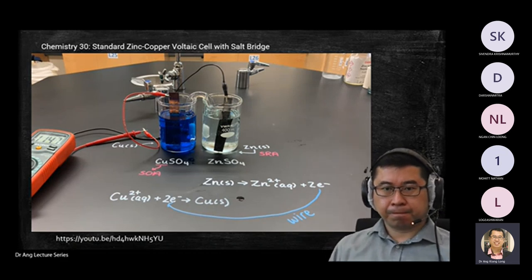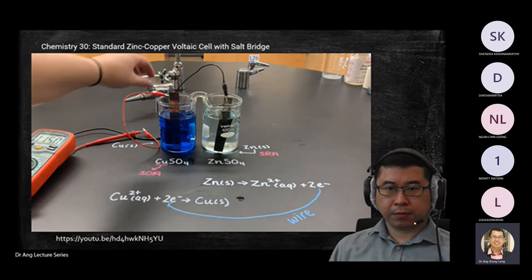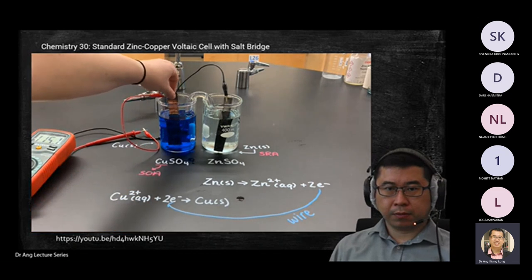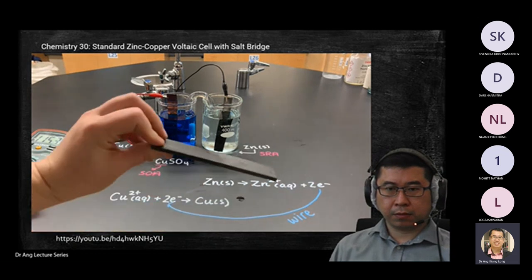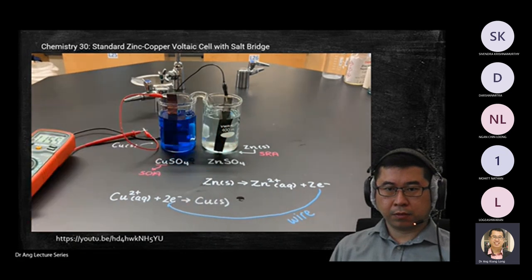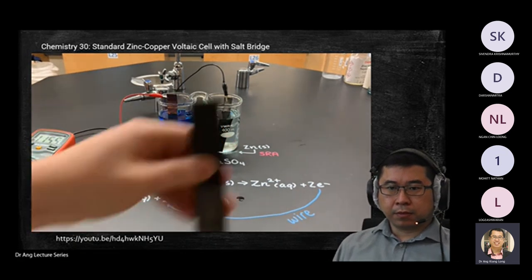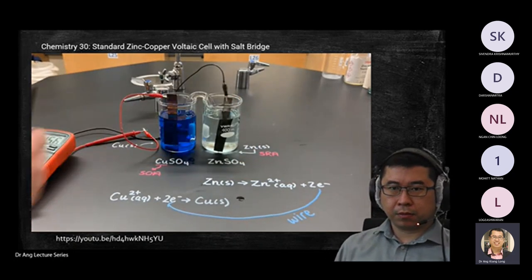So if we look at our two half reactions, we'll see that the solid copper is actually not a reactant, it's a product. And so this electrode is merely here to deliver electrons. It's not actually involved in the reaction. So I can take this solid piece of carbon. Carbon is actually quite conductive in its solid form. I can take this solid piece of carbon and I can replace the copper electrode with it.